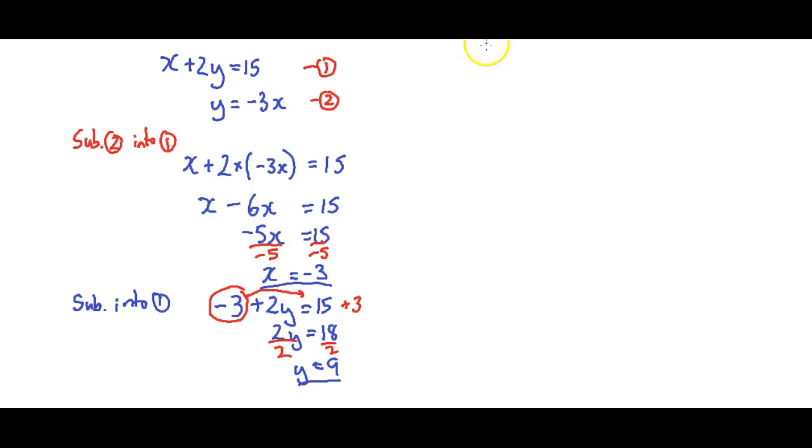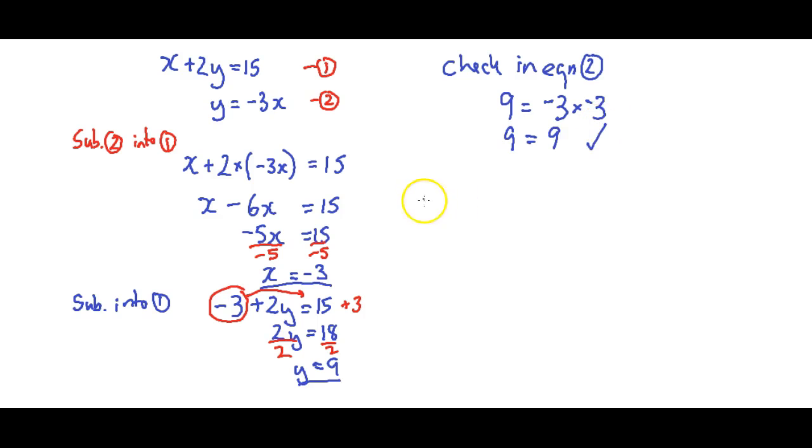Now before I state the answer, I can always check if I'm right using the equation that I did not use. So now I'm going to use that easier equation 2, and I believe that y is equal to 9, and I'm going to replace the x here with -3, so I end up with -3 times the x value of -3, and that's equal to 9, and of course that's true.